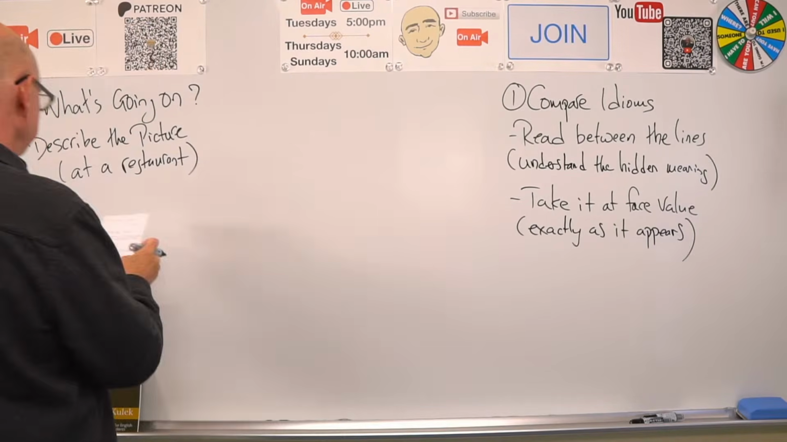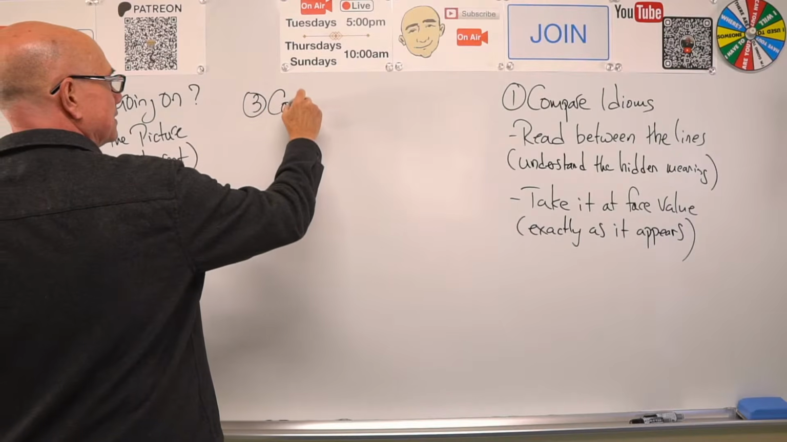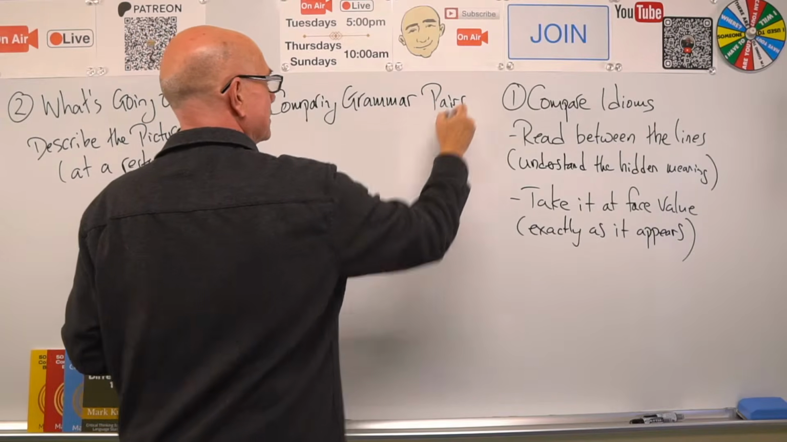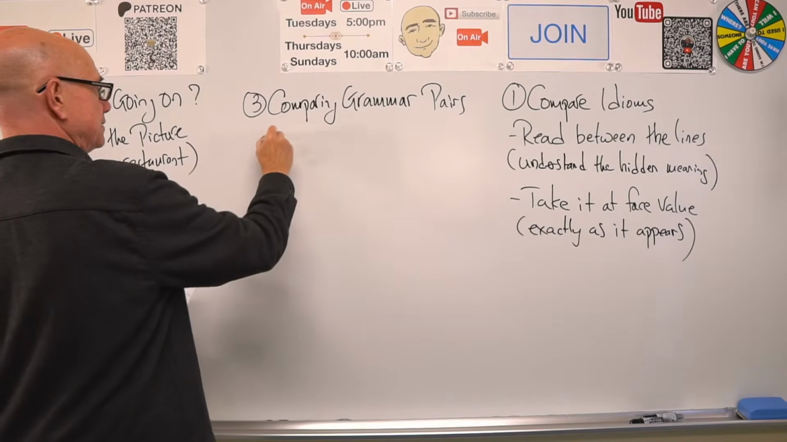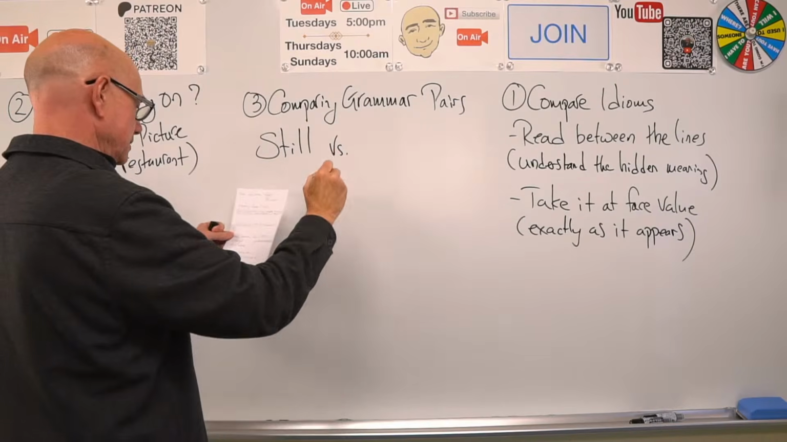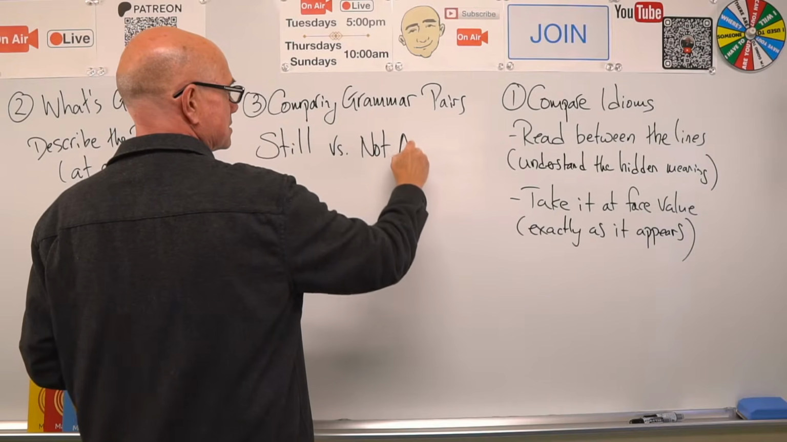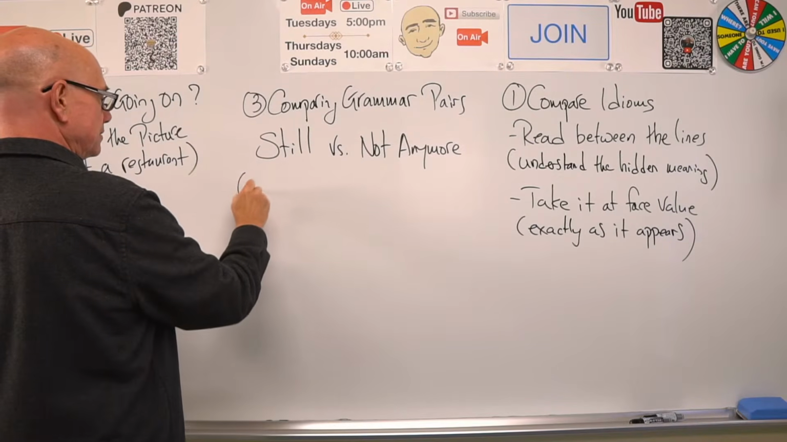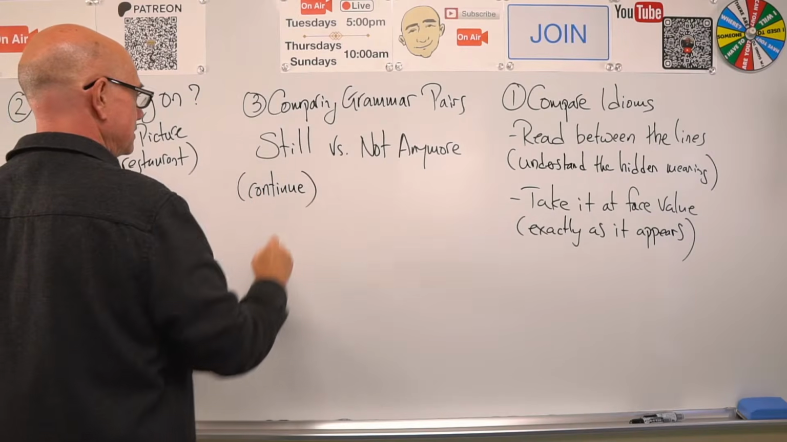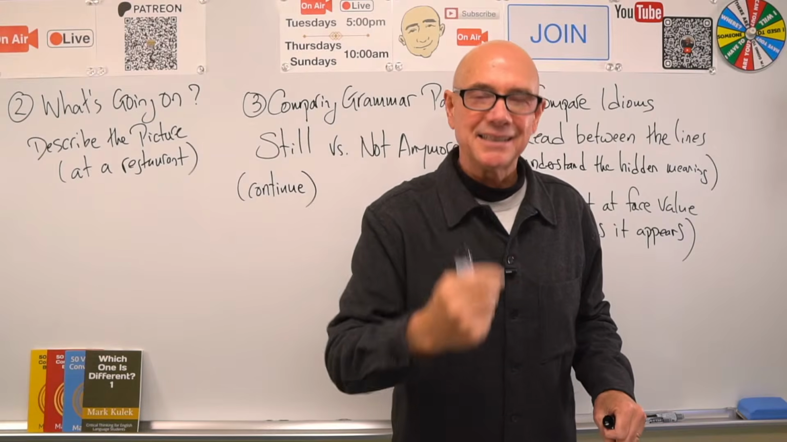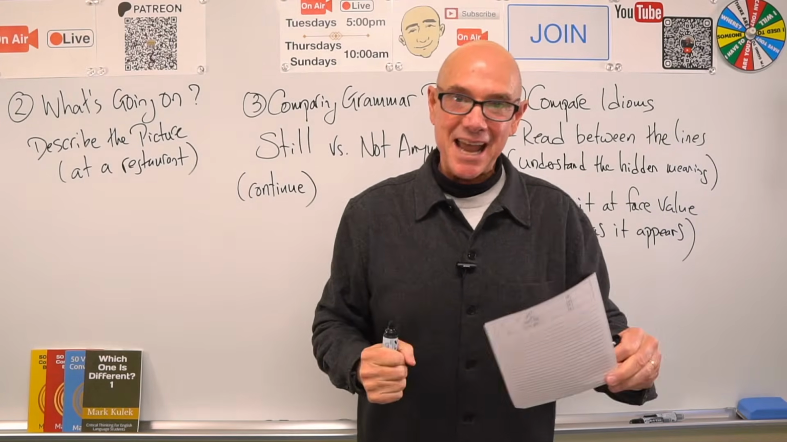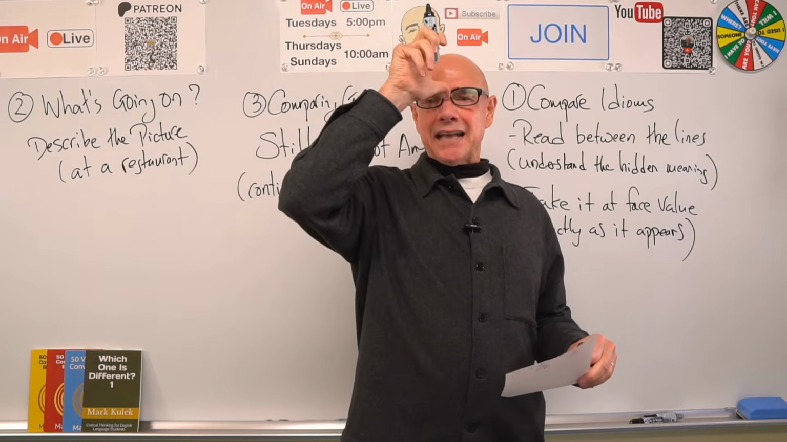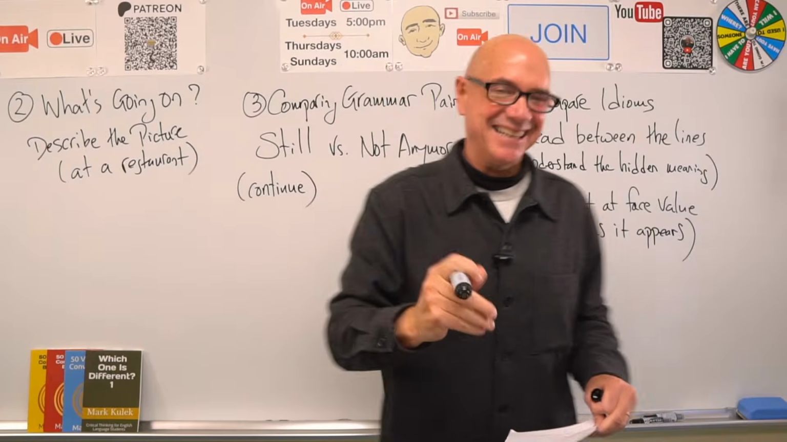Number 3. Let's write it here. Okay, and our grammar pairs are still versus not anymore. Okay, not anymore. So still, it means continue. Continue, right? Are you still smoking? Or are you still running every day, right? Are you continuing smoking? Are you continuing running, okay? Are you still working? Or are you still working at that job? Are you still married? Okay, continue, yeah?